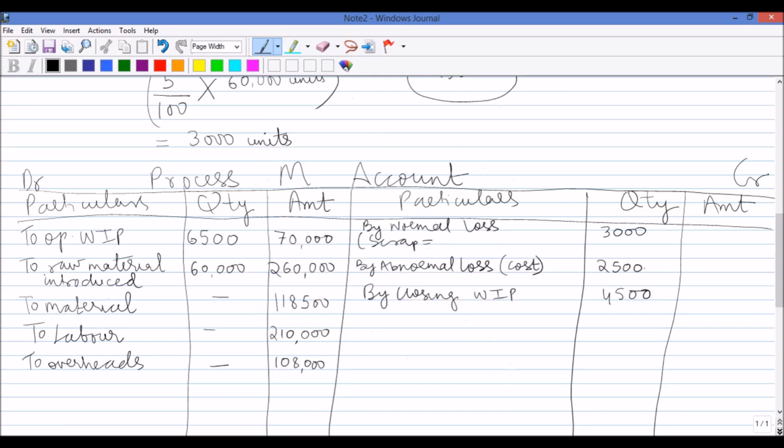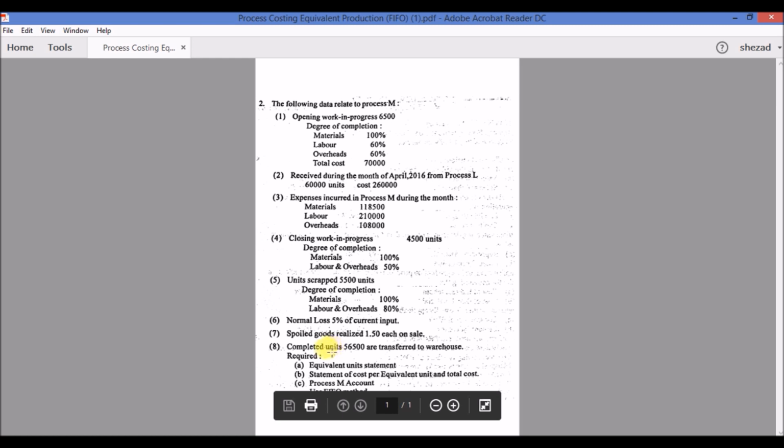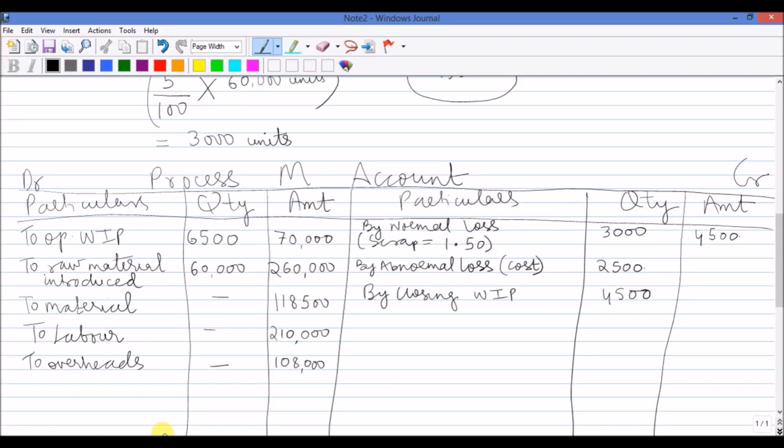Now how much is the scrap value? The spoiled goods realized 1.50 on the sale, so the scrap value is 1.50. So I'm going to multiply 3,000 units by 1.50. So 3,000 into 1.50 is going to give me 4,500 rupees. Then we have completed units, which is 56,500, which is our actual output.